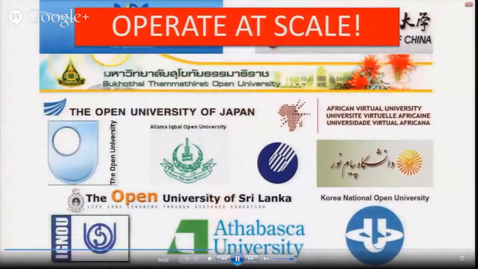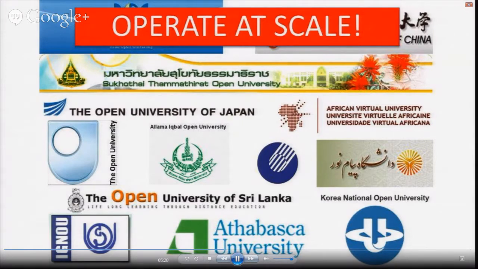Most MOOCs do not lead to credits or credentials, and most universities cannot recover the costs of creating and offering them. That's why it is so important for open universities to engage with MOOCs. I give you 3 reasons. First, open universities like KNOU know how to operate at scale. They have already solved the challenge of assessing thousands of students in a course and awarding credits as appropriate. Conventional universities find that difficult.